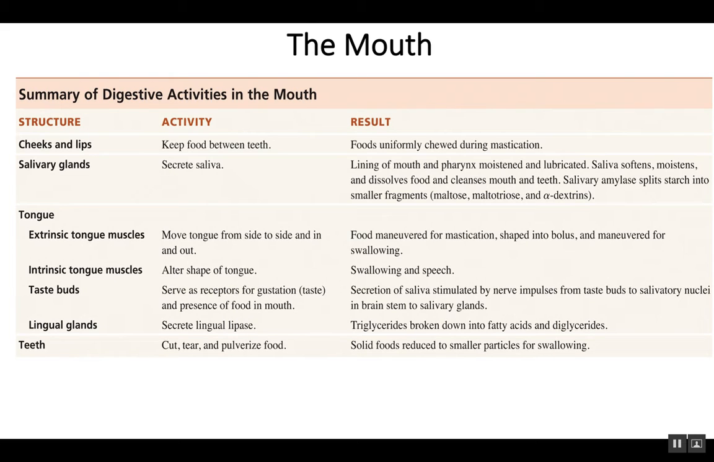Okay, in summary, the digestive activities in the mouth include structures and what they do. So this is a good summary slide, but you'll see that you have cheeks and lips, obviously, and they're there to keep food in between the teeth. We don't need food sitting out on each side of your teeth. We need to keep it in between the teeth so we can masticate, we can chew that food.